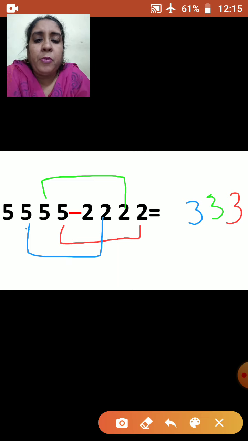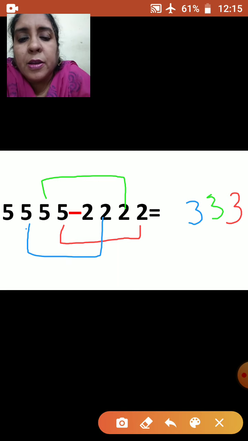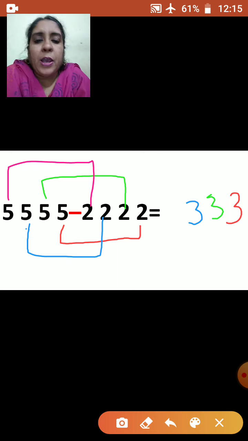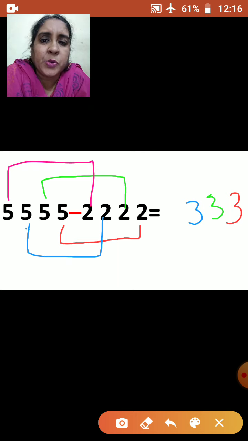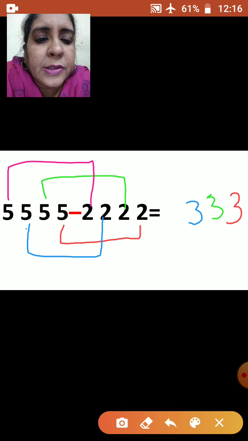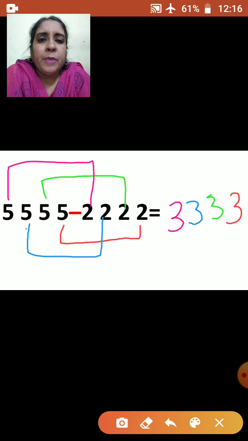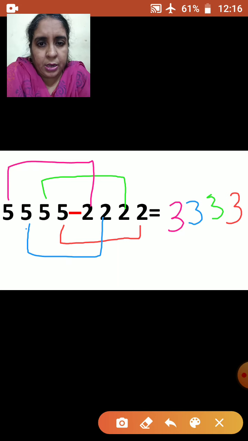Now we will do thousands place number, that is here. 5 minus 2. What is your answer again? 5 minus 2? Yes, it will be 3. So your answer is 3,333.